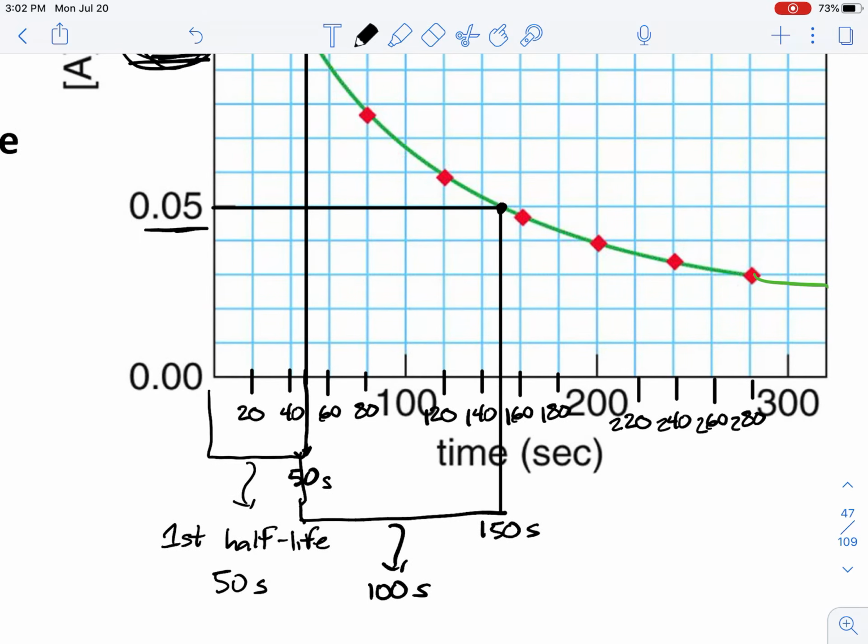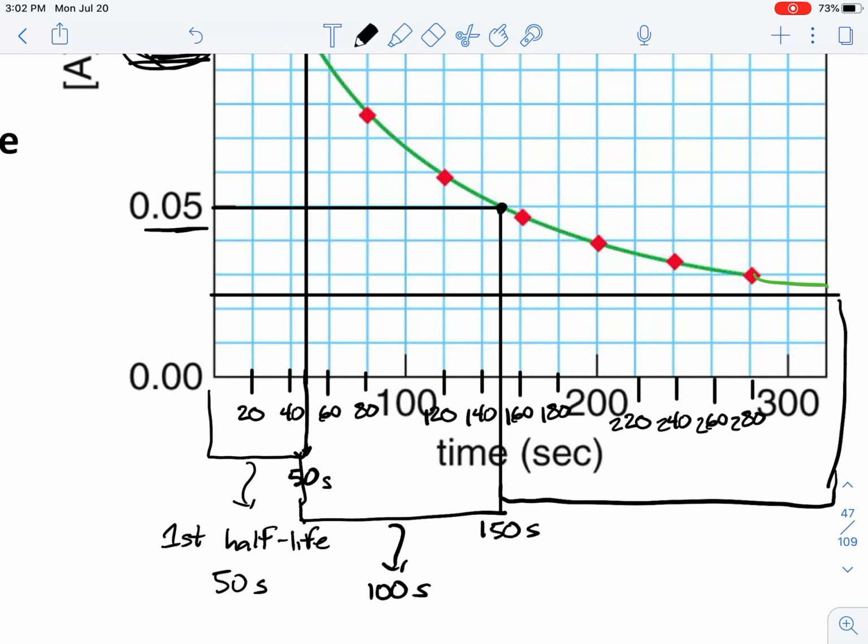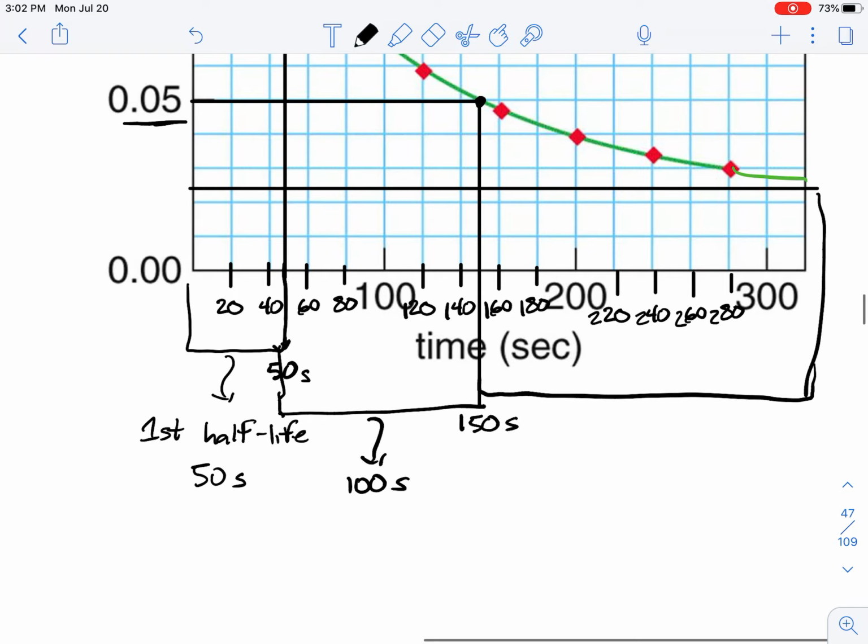If we do that for the third half-life, half of 0.05 is 0.025, so let's just say it's somewhere over here. My pen kind of doesn't hit it, but that's okay. Looking at the interval of the third half-life, already you can see that it's much greater than the previous two half-lives. So this is the second half-life, and this is going to be the third half-life.